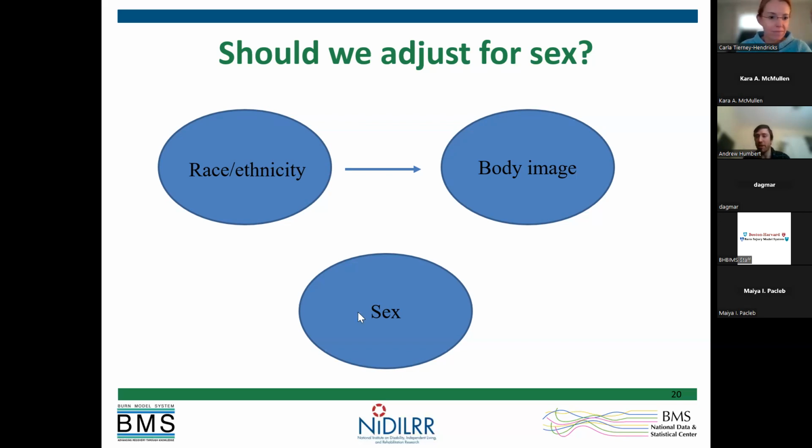Yes, Carla, go ahead. Sure, I'll be the brave one. I would say you would want to include it in the model because different sexes may have an impact on body image. There might be a direct relationship there, and you might see different levels of that across your predictor variable of race and ethnicity.